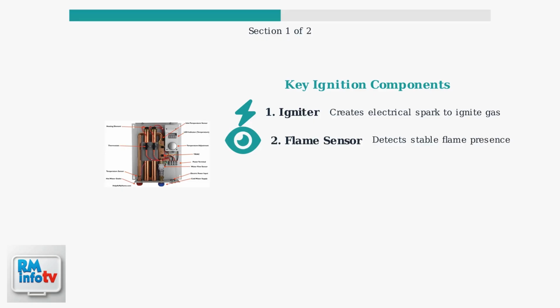The flame sensor, also called a flame rod, detects whether a stable flame is present. If it doesn't sense a flame, it signals the system to shut off the gas supply for safety. The gas valve assembly controls the flow of gas to the burner. It opens to allow gas flow when ignition is needed and closes for safety when problems are detected.